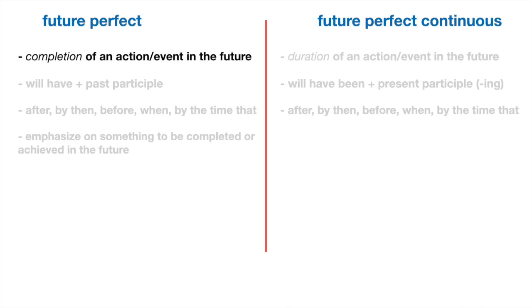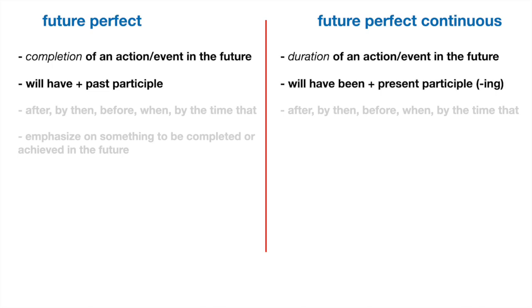Use the future perfect to express the completion of an action in the future. Use the future perfect continuous to talk about the duration of an action or event at some time in the future. The future perfect is made up of will have plus the past participle verb. The future perfect continuous is made up of will have been plus the present participle verb.